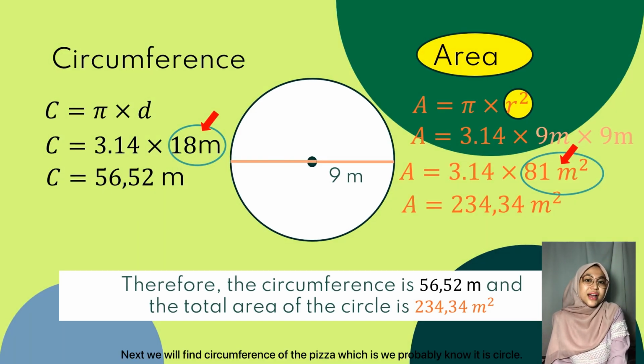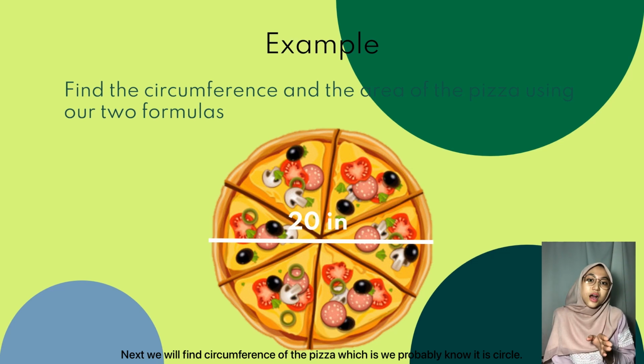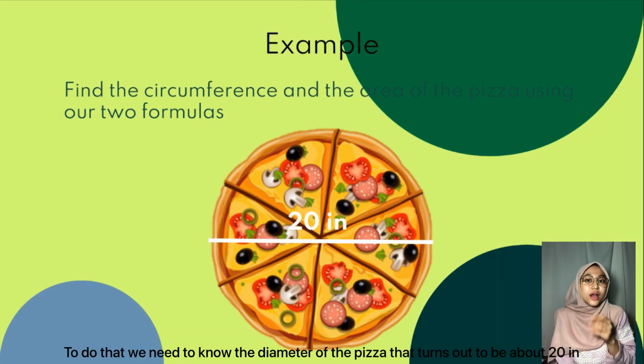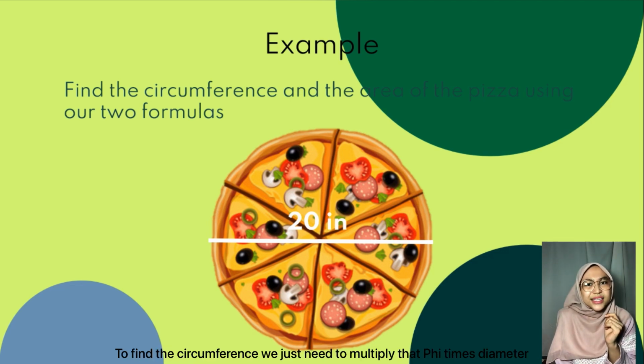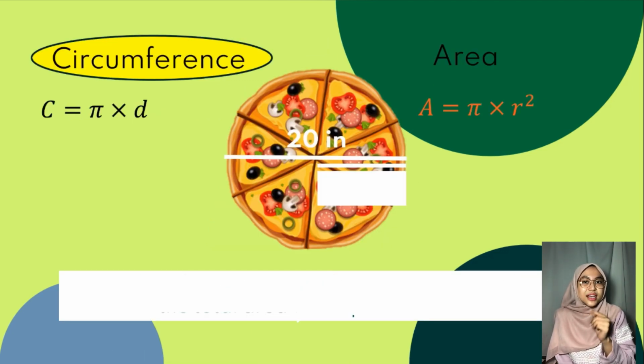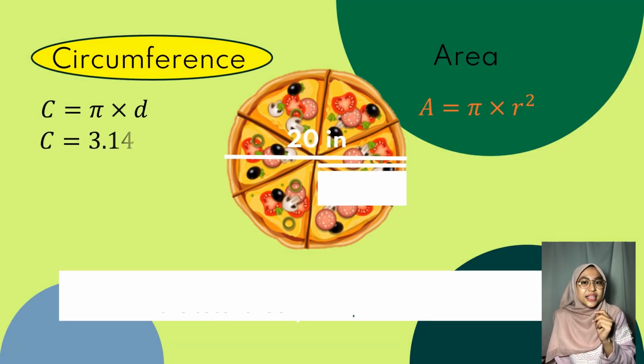Next, we will find the circumference of a pizza, which, as we probably know, is a circle. To do that, we need to know the diameter of the pizza. That turns out to be about 20 inches. To find the circumference, we just need to multiply pi times the diameter. So 3.14 times 20 inches equals 62.8 inches.